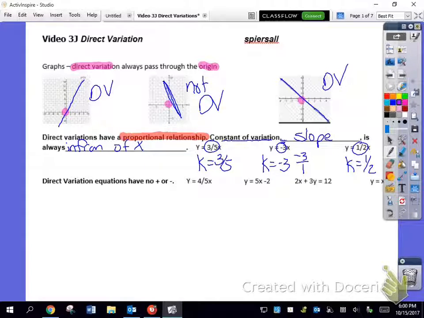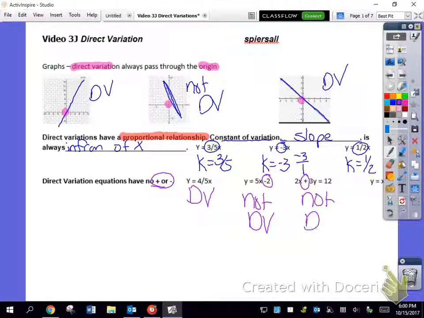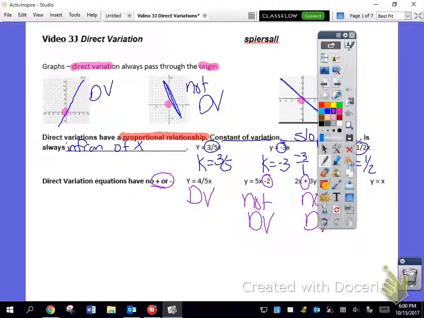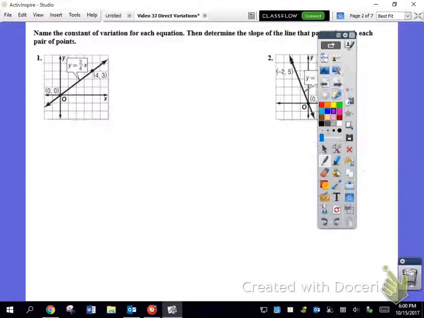Now, another way you can tell if it's direct variation is it will have no plus or minus because it's not going to have a y-intercept other than 0. So 4/5 x is a direct variation. 5x minus 2, this is not a direct variation because that goes through -2 on the y-axis. That has a minus, so that is not a direct variation. And then the last one, y equals x, that is direct variation because there's not a plus or minus.